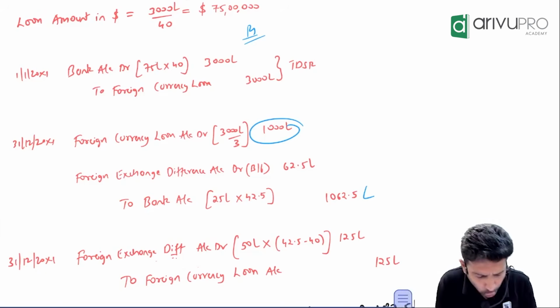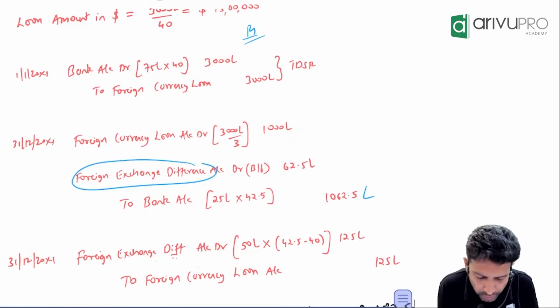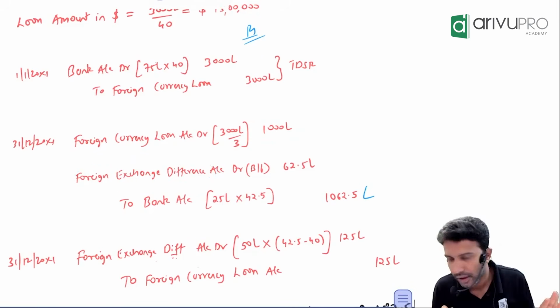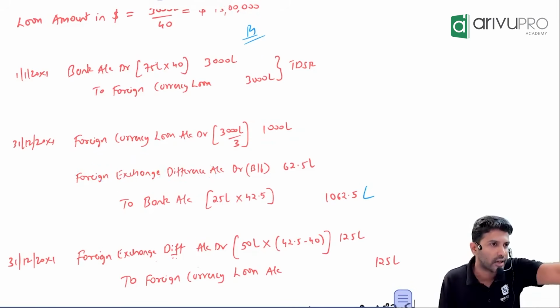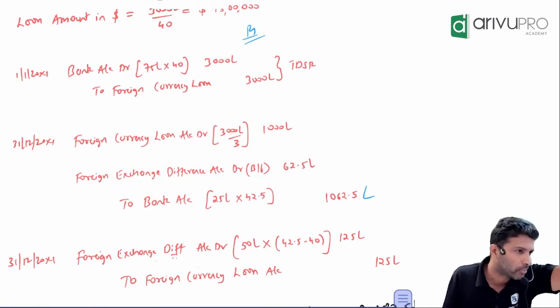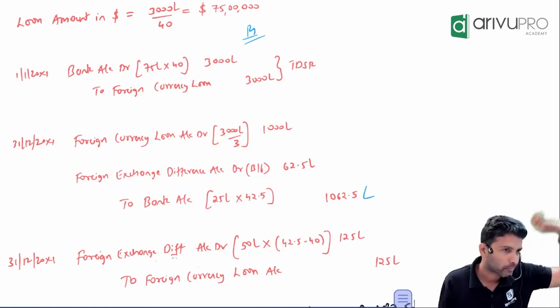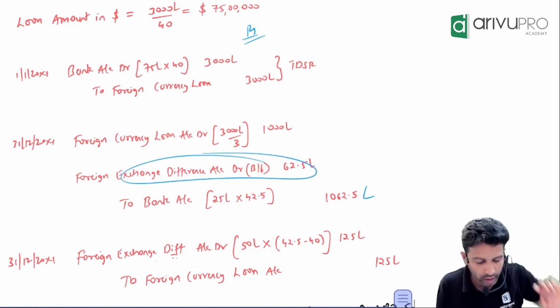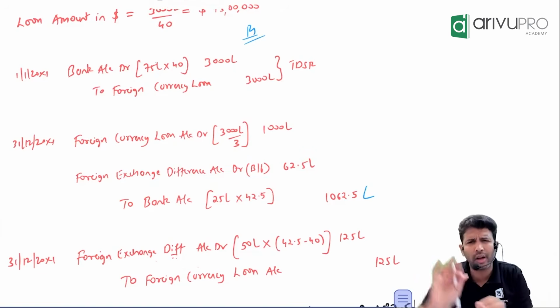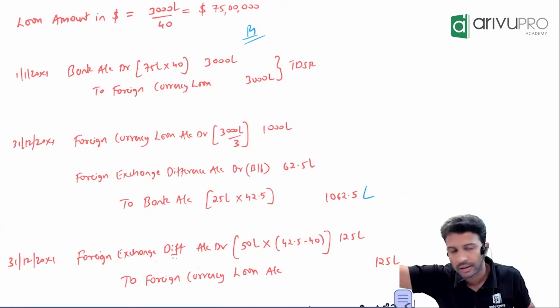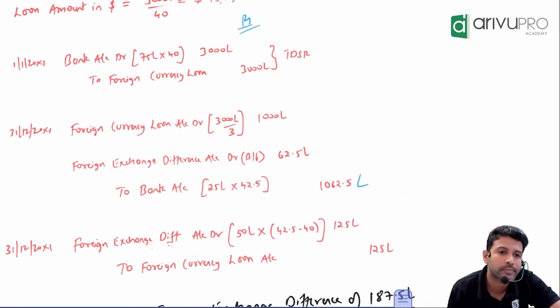Hence loss. Now I am parking it in one account called foreign exchange difference account. This foreign exchange difference can either be transferred to P&L or it can be adjusted with PPE. That I'll do at the end. That's the reason, for the time being, I parked it in what account? Foreign exchange. Or you can simply call it Forex loss account, debit. That is also fine. Done.